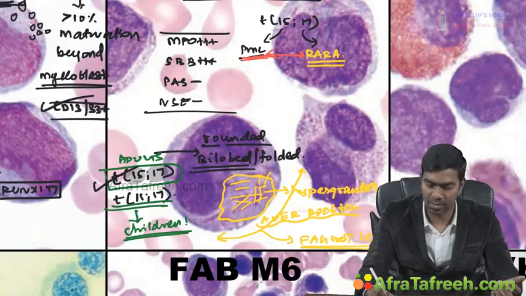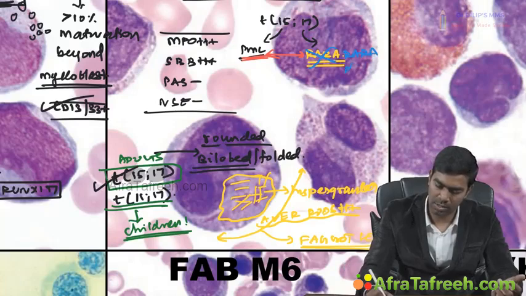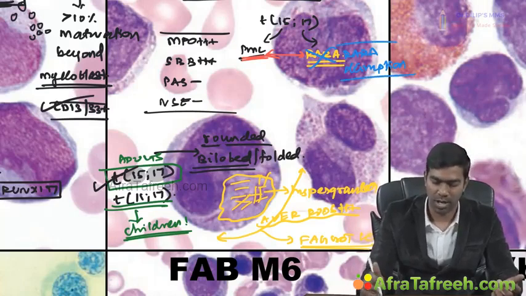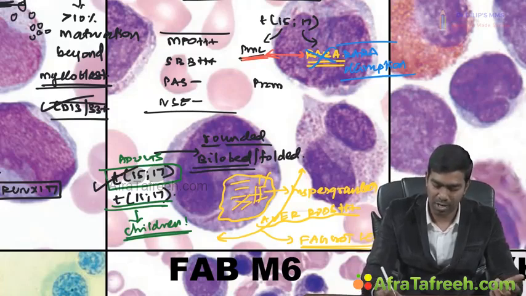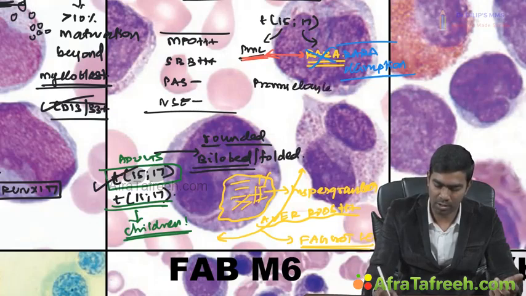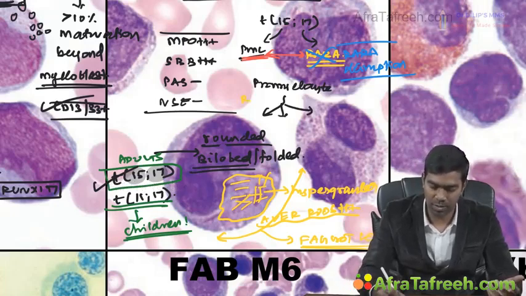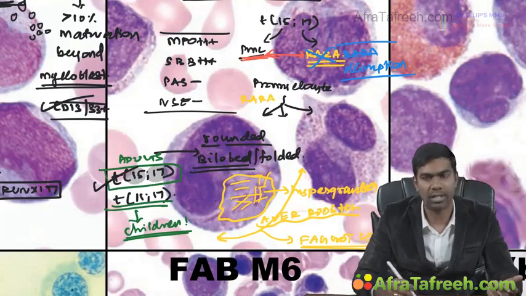That will result in RARA disruption. Retinoic acid receptor alpha disruption. So why is disruption of retinoic acid receptor alpha very important? I told you in the previous slide itself, if you have a promyelocyte, it's going to differentiate into neutrophils, eosinophils and basophils. For differentiating into neutrophils, eosinophils and basophils, you need this retinoic acid receptor alpha.